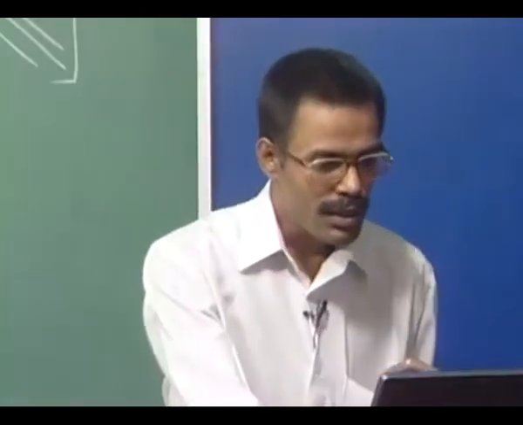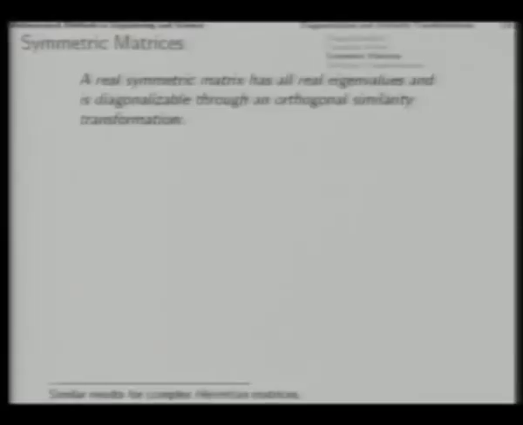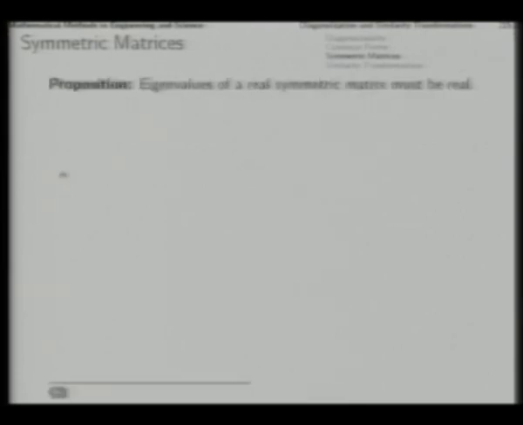Now, this one sentence actually has built into itself several smaller statements. First is, a real symmetric matrix has all real eigenvalues. That is, the first issue is that eigenvalues must be all real. How do we convince ourselves of the truth of this statement? So, let us consider this itself as the independent proposition. That is, eigenvalues of a real symmetric matrix must be real.